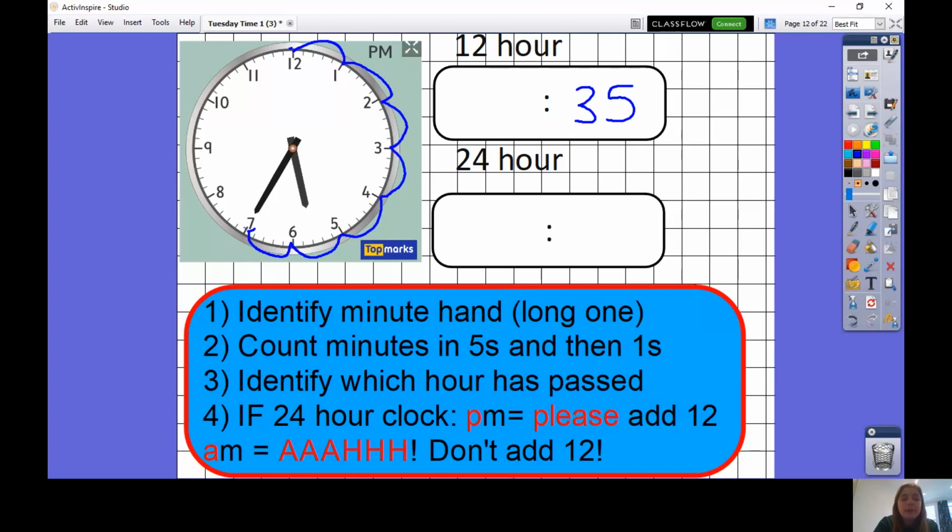If it's exactly on the number, you can just do 7 times 5 is 35, or you could have started from 30, 35. There's loads of different ways to do it. I'm just showing you the most basic way. Okay, so I've counted my minutes.